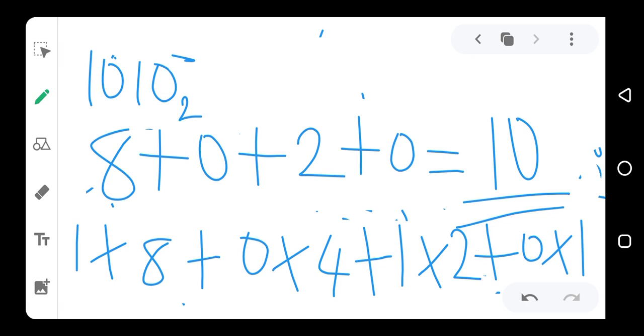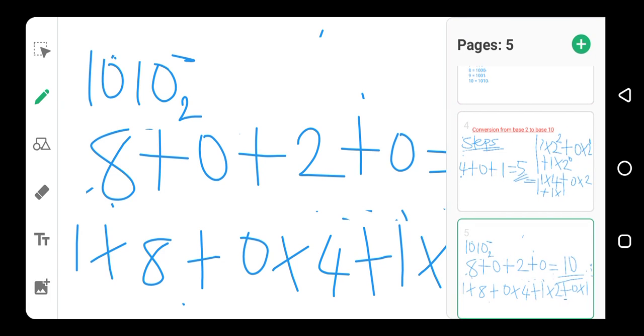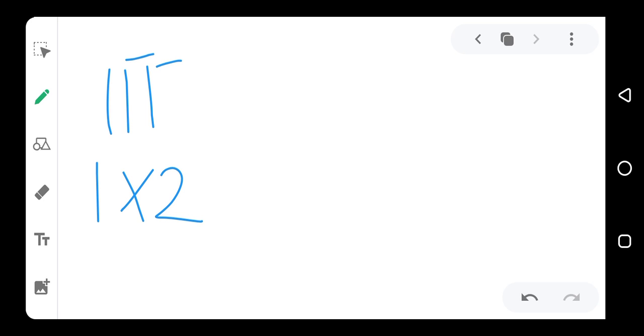So this is how to do this. Let's look at another example. If we have 111 and we want to convert it to base 10, how do we do it? We pick the first number again, which is 1. We times it by 2. Then we count the numbers that are after it, which is 1, 2. So 2 raised to power 2.